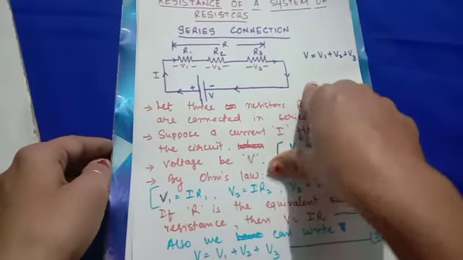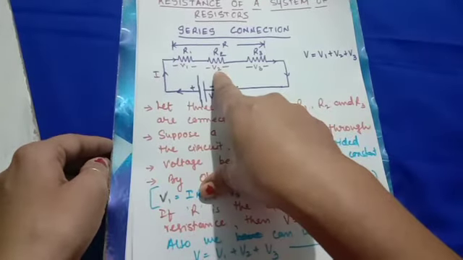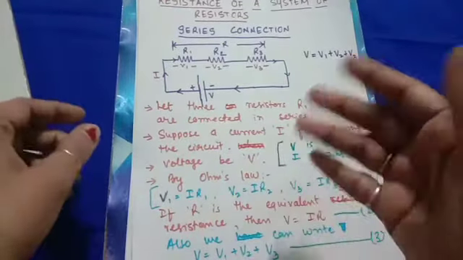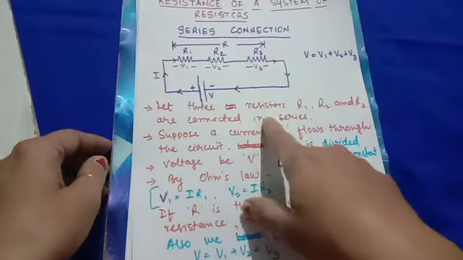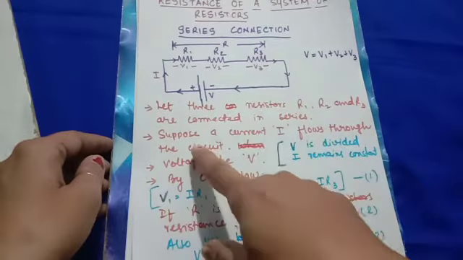इतना याद रखो कि सीरीज कनेक्शन में वोल्टेज डिवाइड होता है. Across R1 it is V1, across R2 it is V2, across R3 it is V3. Now what happens when they are connected in series and it is on? So let there be 3 resistors, this one all things you have to write. Suppose a current I flows through the circuit.